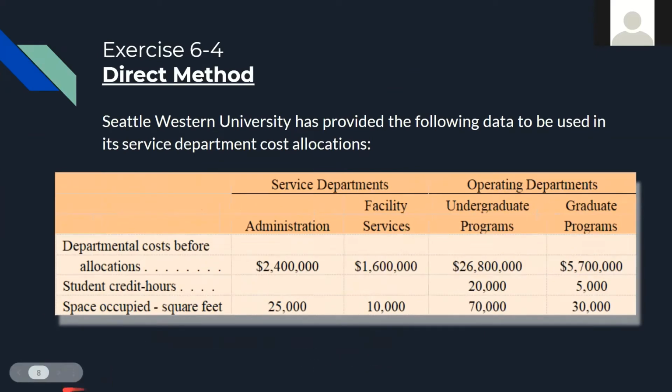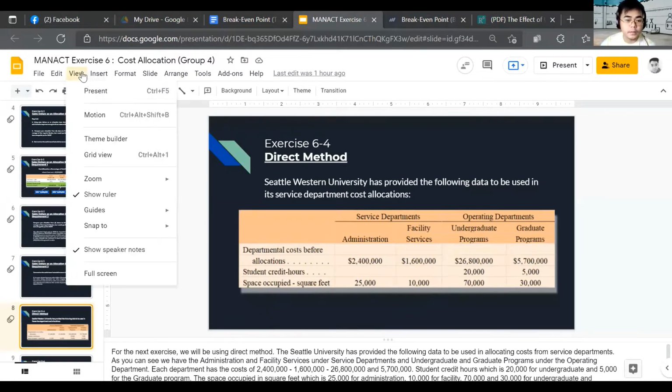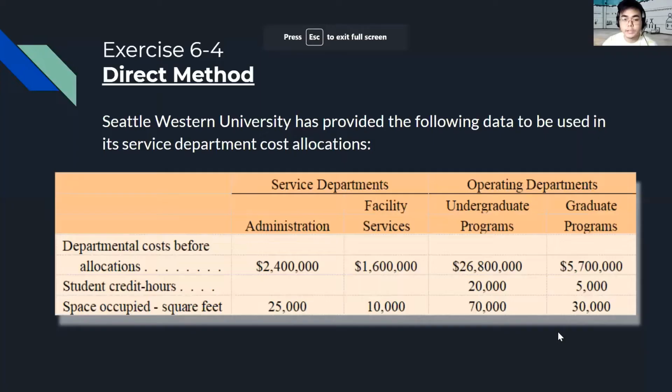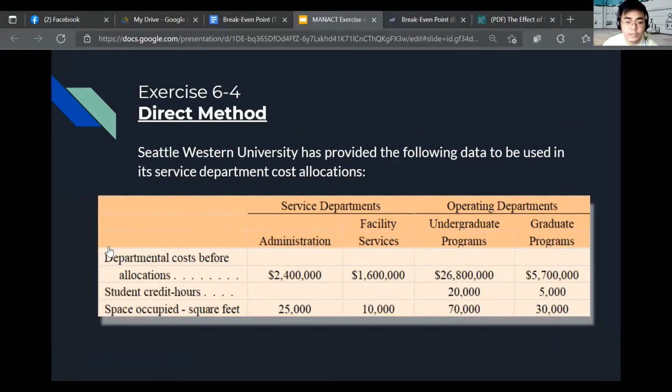Okay, thank you, Ma'am Rovi. The next exercise is about the direct method. The given problem is the Shuttle Western University has provided the following data to be used in its service department cost allocation. As you can see on the screen, we have the two departments, the service and operating department.